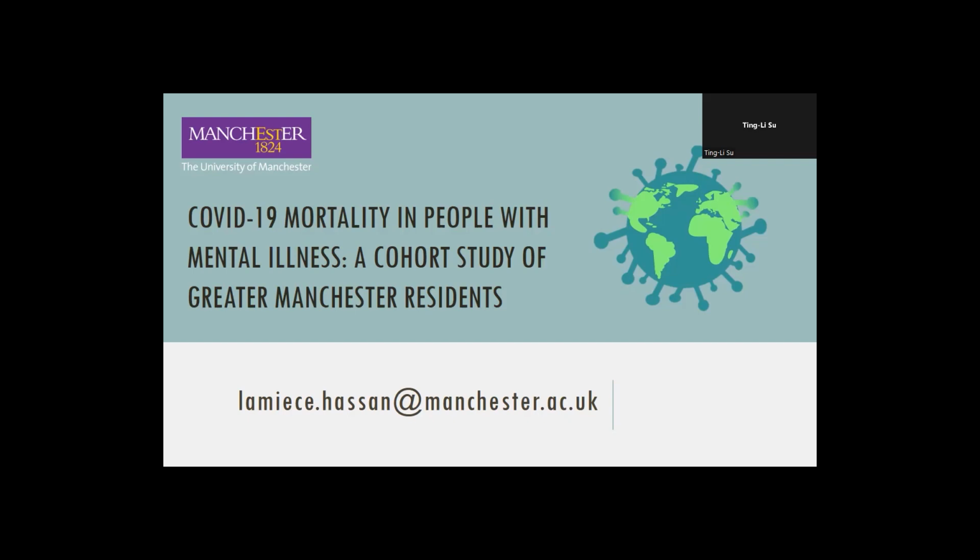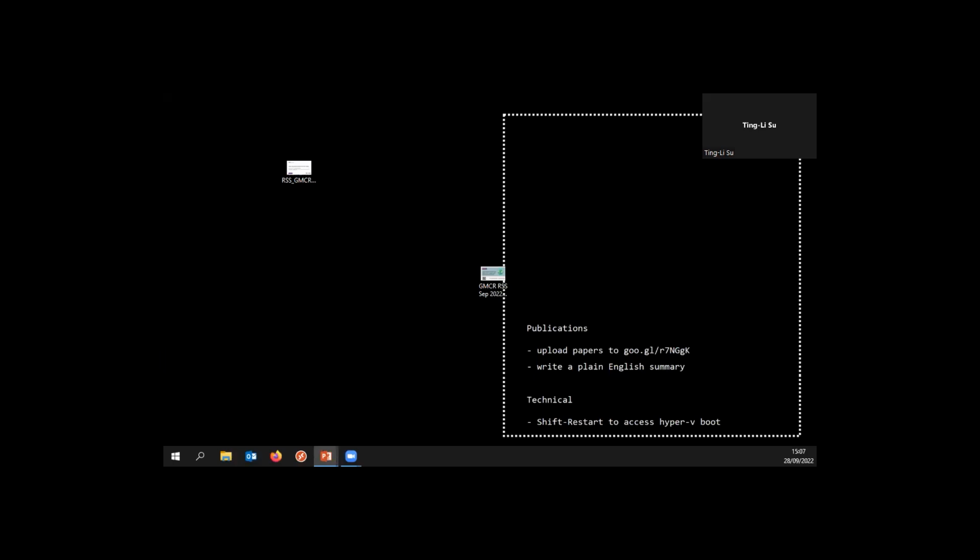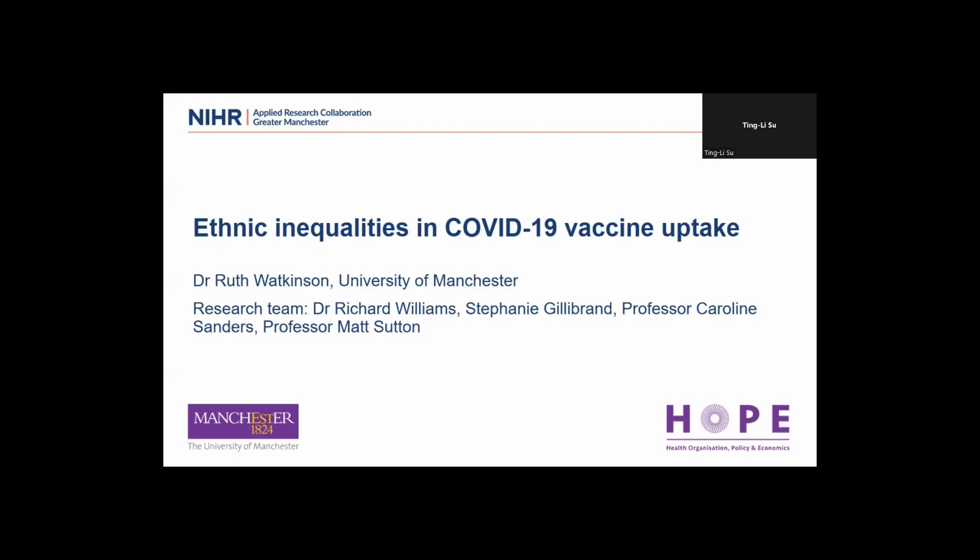While Ruth finds her presentation, let me give an introduction. Ruth is a research fellow based here at the University of Manchester, and she's working on the NIHR ARC, the Applied Research Collaborative Greater Manchester. It's all about how we can translate research into practice. Ruth's particular interest is in ethnic inequality and other kinds of inequality in healthcare, and she's going to talk to us specifically today about ethnic inequalities in vaccine uptake. So over to you, Ruth.